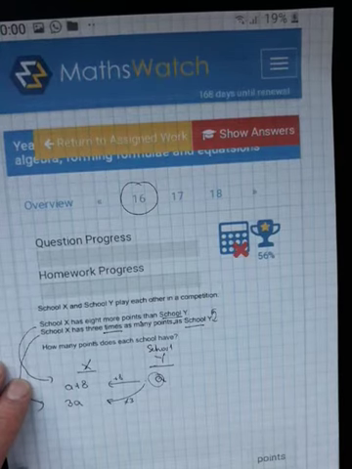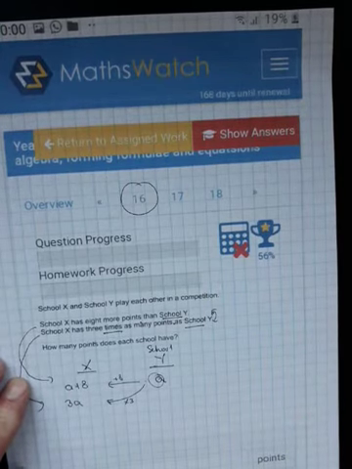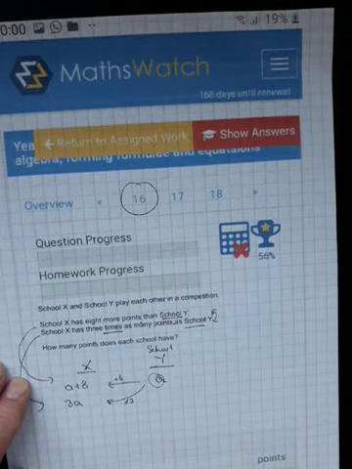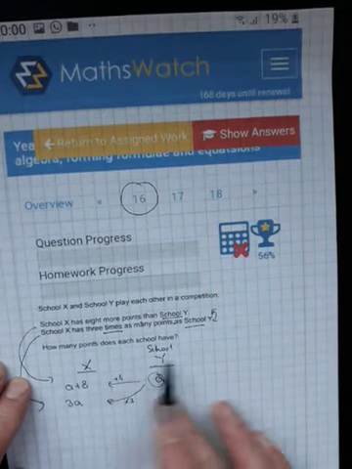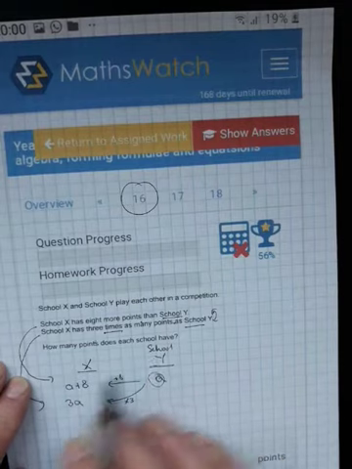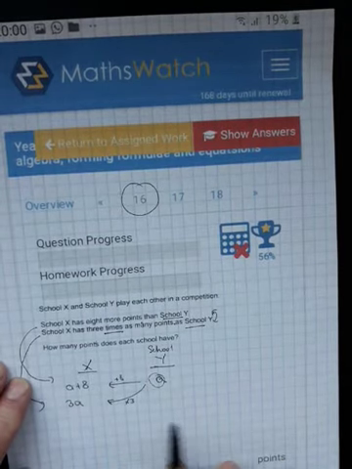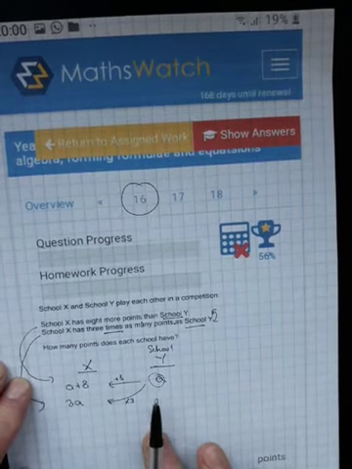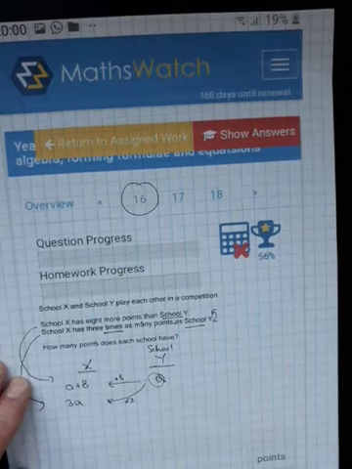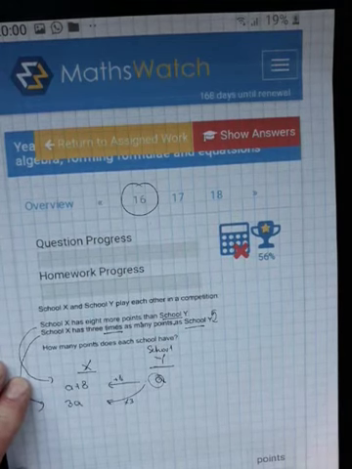So this would get you marks to this point here. It's the next bit that you've got to think about, what's actually happening here. How many points does each school have is what's being asked. We'll get to that at the end. The key thing is obviously if you knew the value of A, you'd have the answer, wouldn't you? So how do we get that?